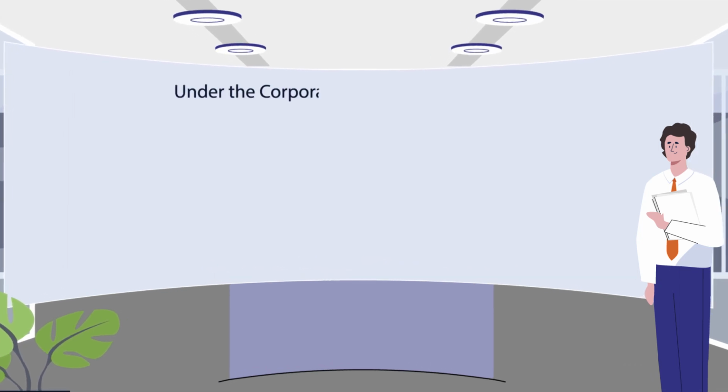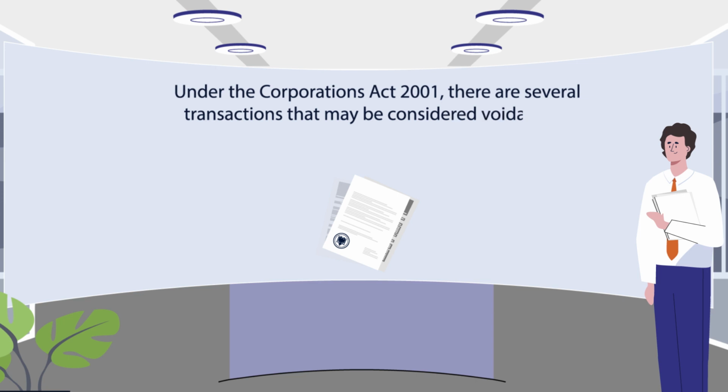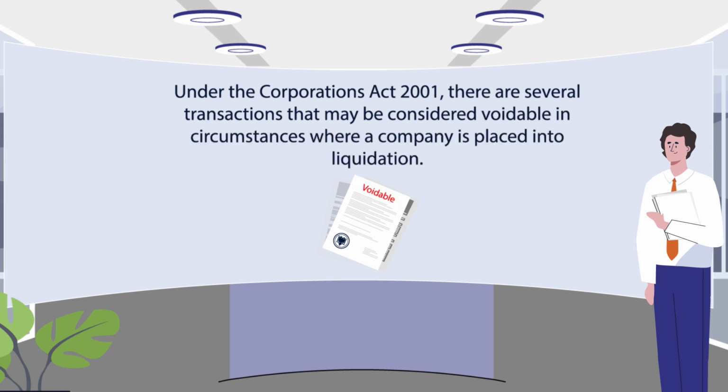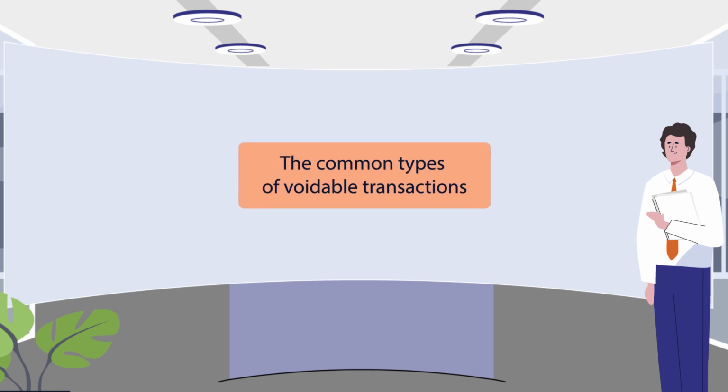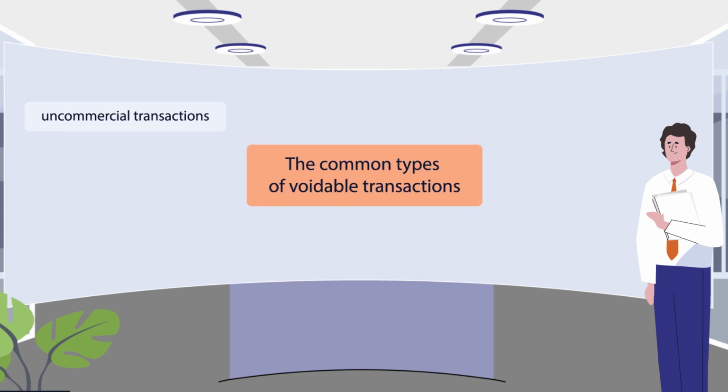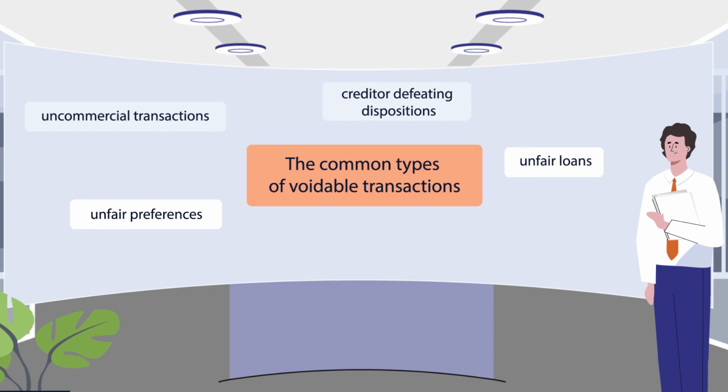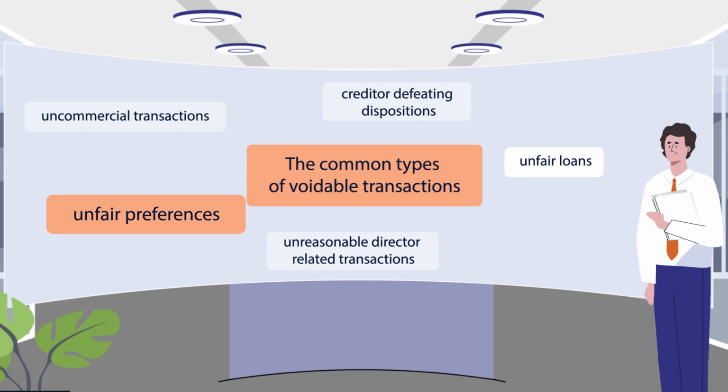Under the Corporations Act 2001, there are several transactions that may be considered voidable in circumstances where a company is placed into liquidation. The common types of voidable transactions are uncommercial transactions, unfair preferences, unfair loans, creditor defeating dispositions, and unreasonable director-related transactions.